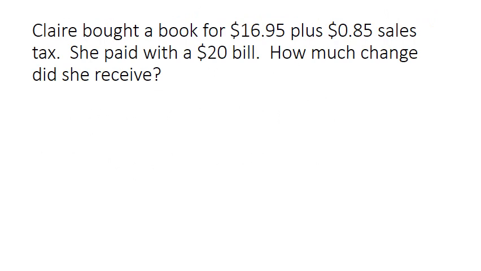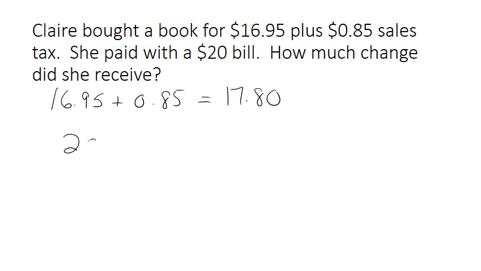Claire bought a book for $16.95 plus 85 cents sales tax. She paid with a $20 bill. How much change did she receive? Let's first calculate how much the book will cost her. Let's calculate $16.95 plus the 85 cents in tax. This is a total of $17.80. Her change is then the difference between $20 and $17.80, which is $2.20.